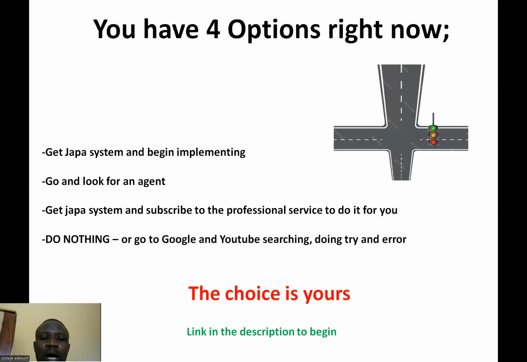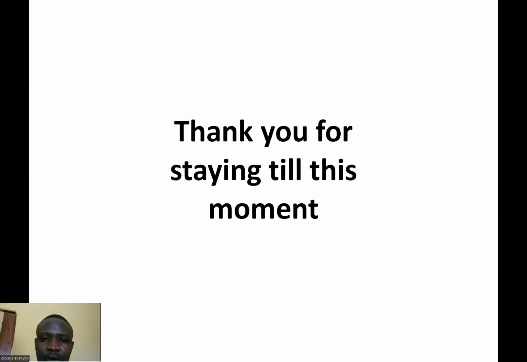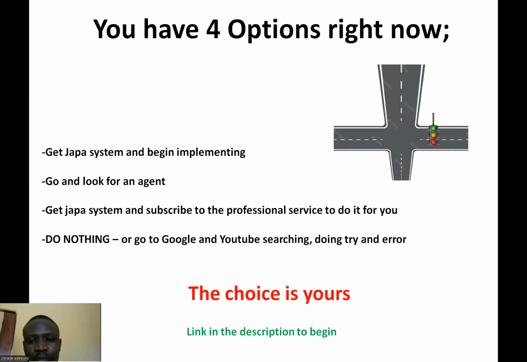That is it. So now you have 4 options right now. Option 1, you can get Japa system right now and begin implementing the information inside, and later come and share your testimony. In fact, I can't wait to receive your testimony. I can't wait to have you in our community. I can't wait for you to come back to me and tell me you want to get Japa system so that you can begin.